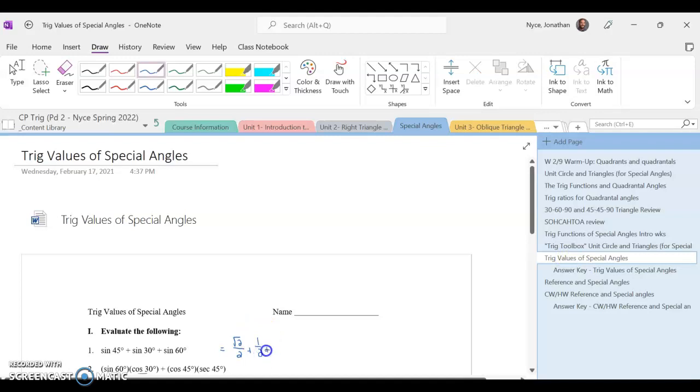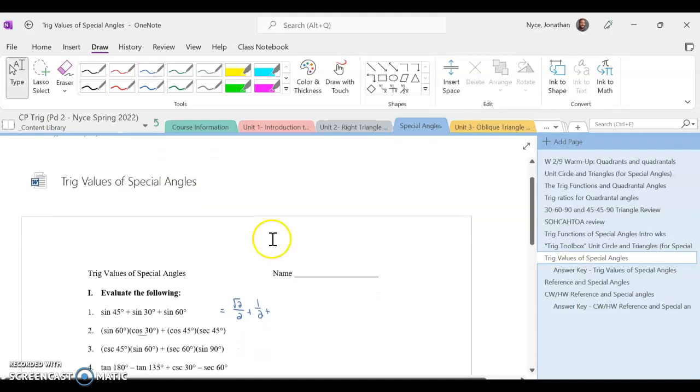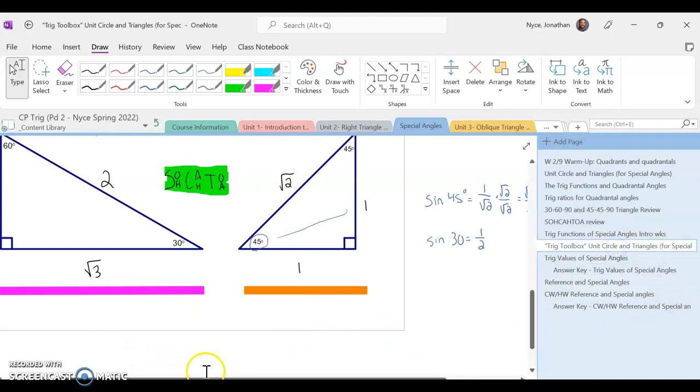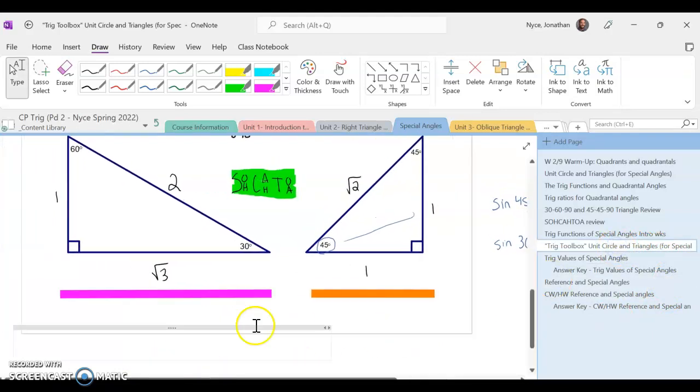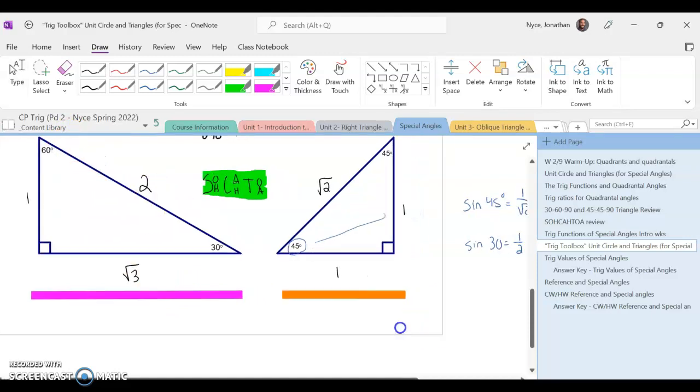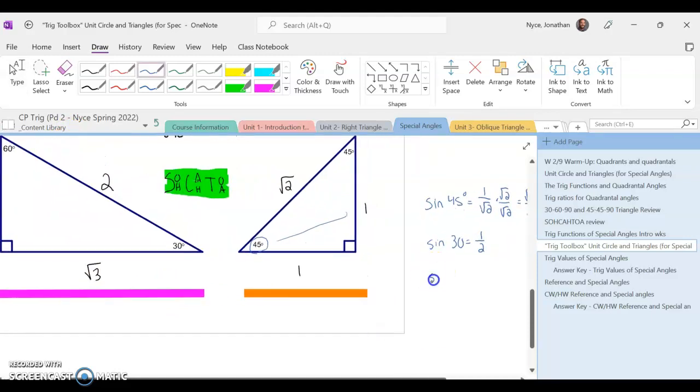And then the last part of this is the sine of 60 degrees. So again, I'm going to go to my 30, 60, 90 triangle. Here's my 30, 60, 90 triangle. Sine is still opposite over hypotenuse. With respect to 60 degrees, the opposite side is root 3, and the hypotenuse is 2. So the sine of 60 degrees is square root of 3 over 2.